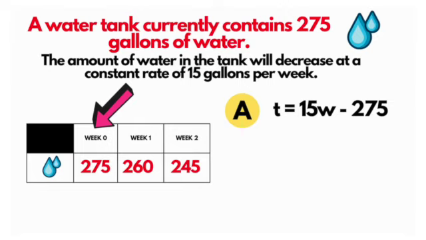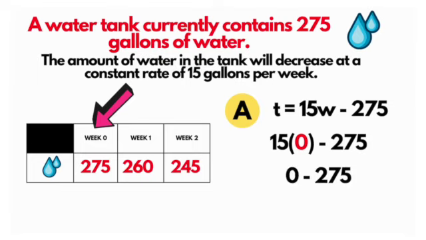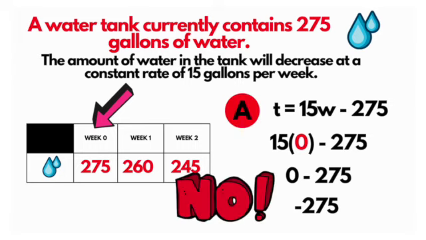So let's start with week 0, and let's take 0 as our week, so we can plug 0 in for W and see what happens and see if it matches our table. 15 times 0 minus 275. Let's see what we have at that, 0 minus 275, our answer for A would be negative 275. We know, according to our table that we created at the beginning of the problem, that 0 is 275, not negative 275. So A doesn't work in this case.